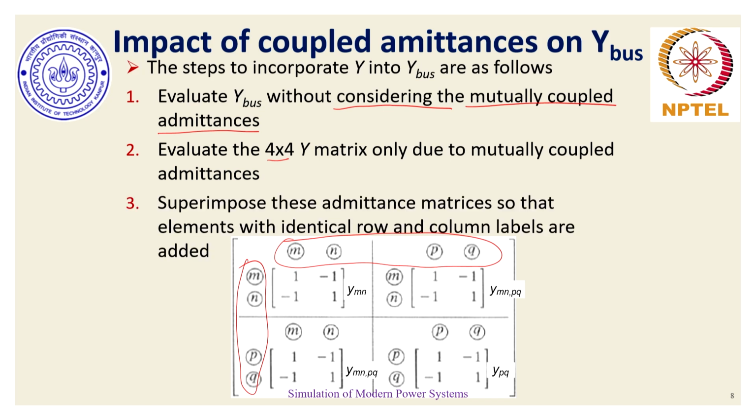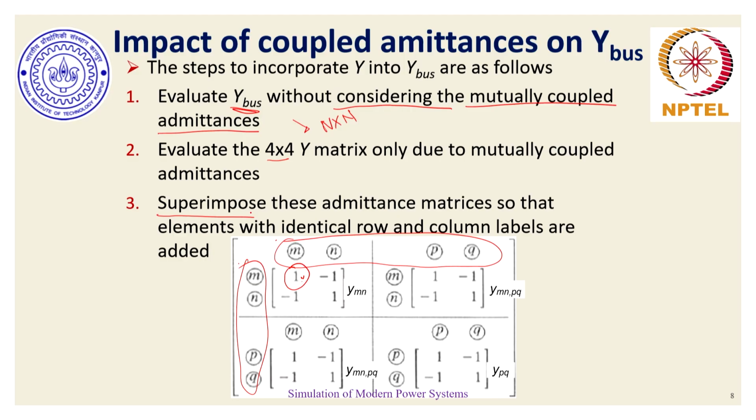How do we do that? Or how do we merge? Here we have, let us say, an N cross N matrix, and here we get a 4 cross 4 matrix for one mutually coupled impedance. I mentioned in the previous slide that marking of row and column labels goes a long way in proper consideration of Y bus elements. So, if Y M comma N, because of mutual coupling consideration, gives me this Y bus element, where do you think this element should be present in the Y bus that has been evaluated without considering the presence of mutually coupled impedance?